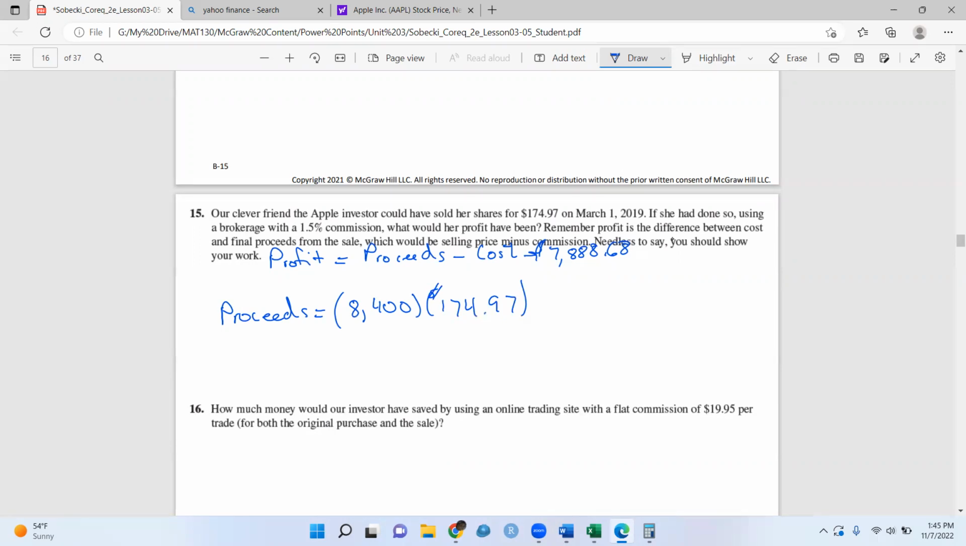Now, there's a commission here. So think carefully. This calculation, this 8,400 times 174.97, this is cash that's going to go into our investor's bank account. The commission is the money we have to pay the person that's executing the sale for us. So what percent of the proceeds are going to go into the bank account of the investor?